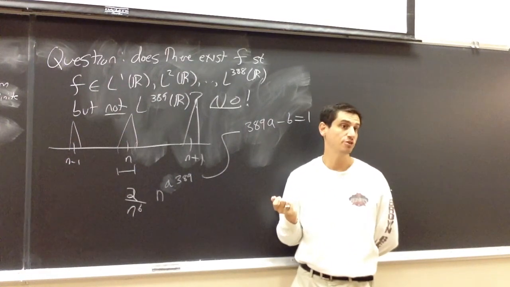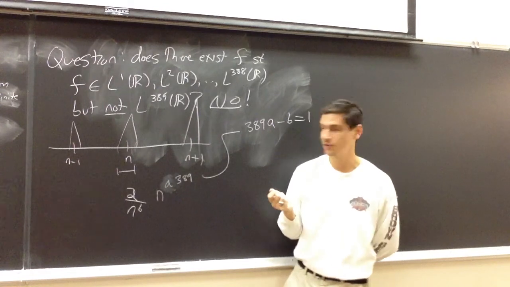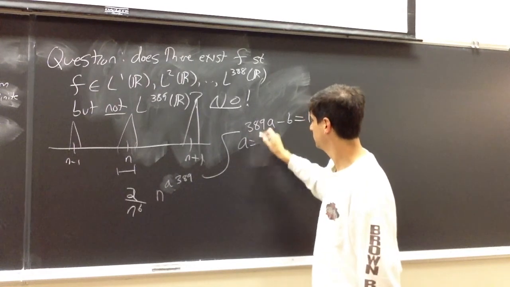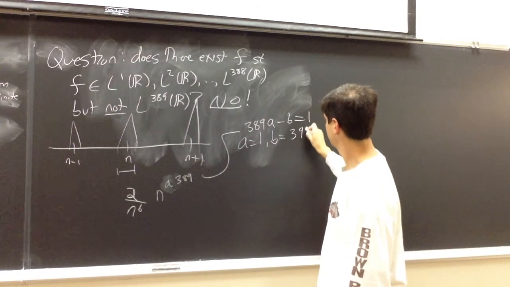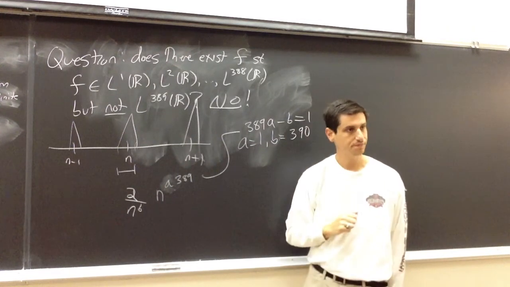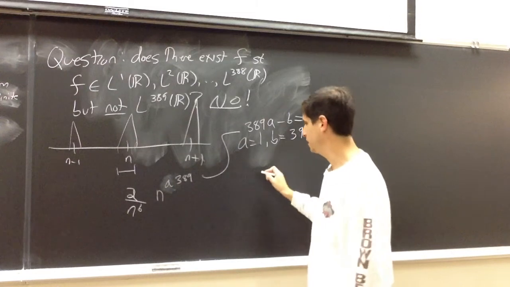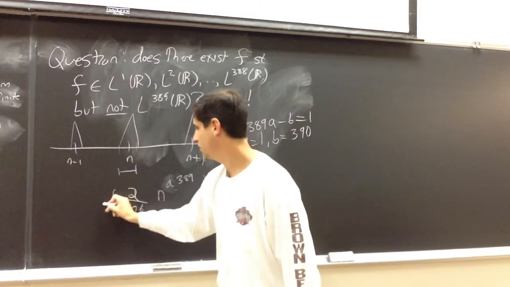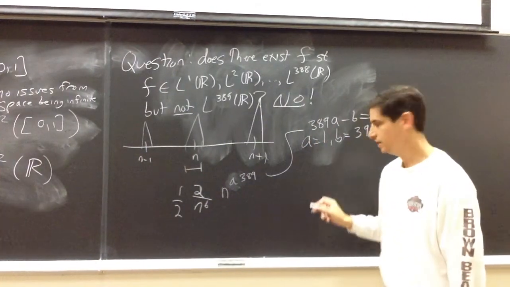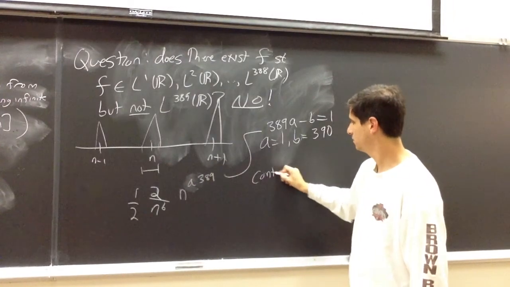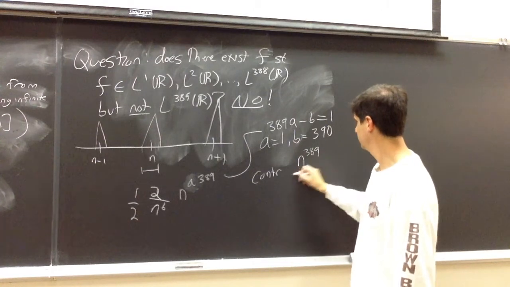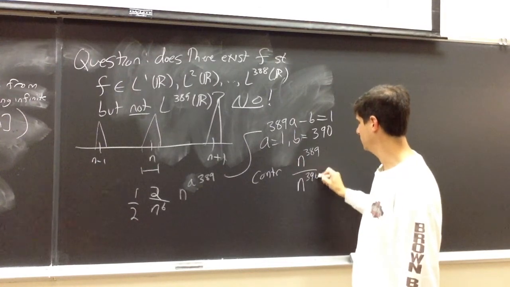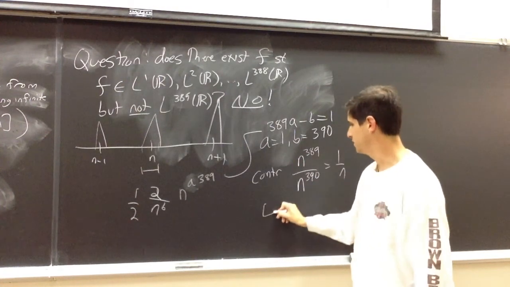The next easiest value to choose for a is 1. And so if I choose a equals 1, I then get b equals 390. And now I would get, and since this is a triangle, I have to put a 1/2 there. I get a contribution of n to the 389 over n to the 390, which is 1 over n. The sum diverges.